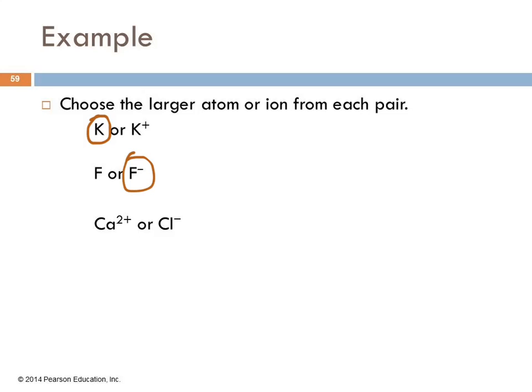So the calcium ion and chloride ion are isoelectronic. They have the same number of electrons. They both have 18. Both have 18 electrons. How many protons does calcium have? 20. How many protons does chloride have? 17.